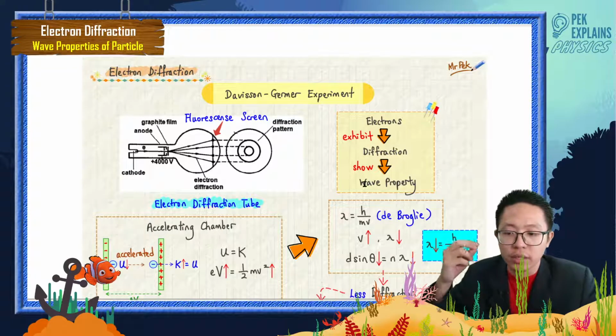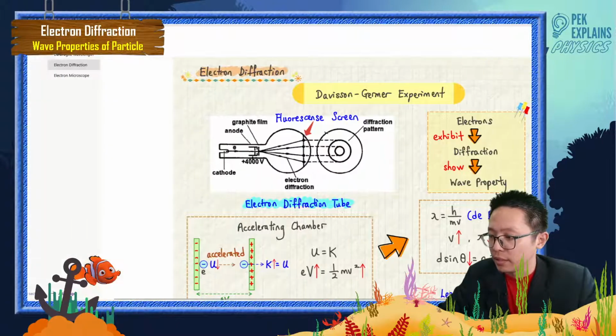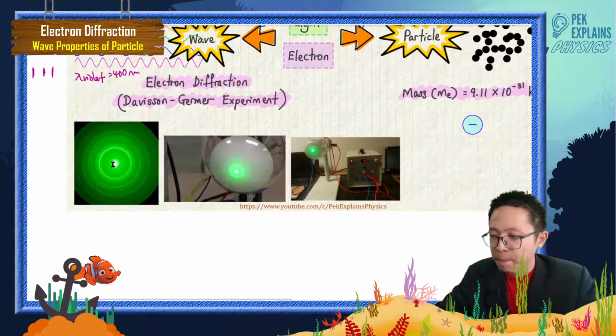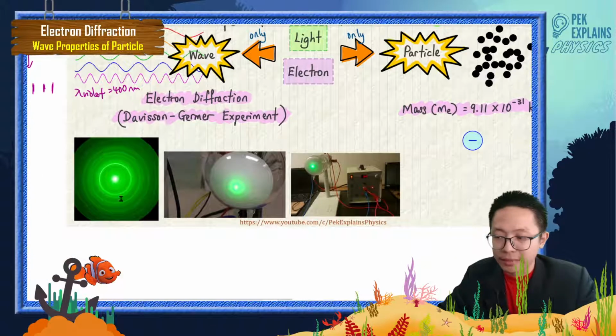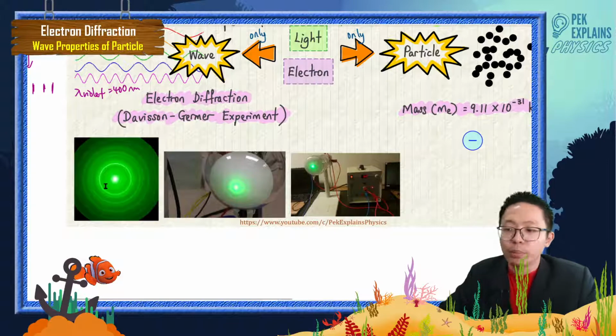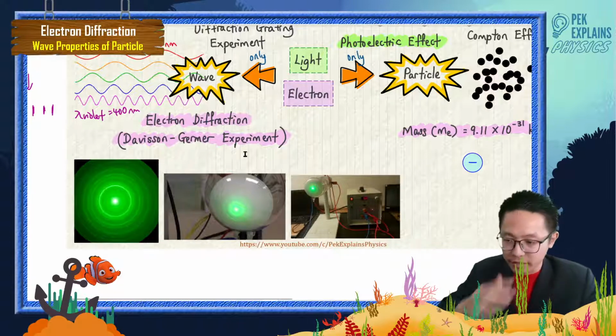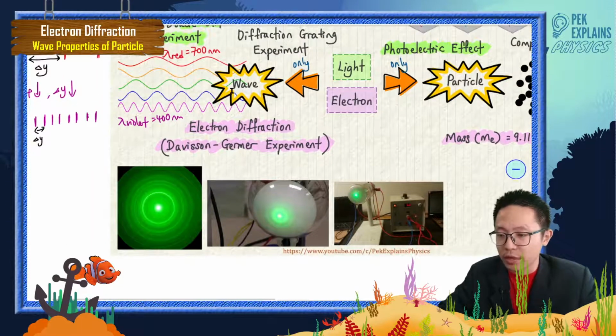Diffraction is actually a wave property, which is the picture I showed you earlier on. This is the electron diffraction. This diffraction pattern is a wave property, proving that the electron can behave as a wave. Understand? So the electron behaves as a wave, not just a particle, in the electron diffraction by the Davison-Germer experiment.